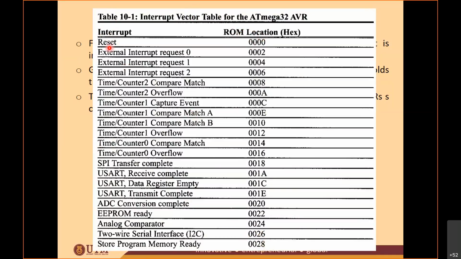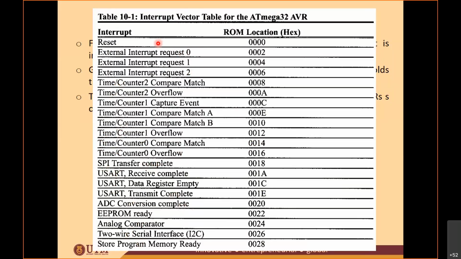If you can see, the reset has the highest priority because the location of the reset is at 0000. And then you have the external interrupt requests, which are INT0, INT1, and INT2. So this is another higher interrupt priority. And then you have the timer interrupts, starting from here to address 0016. And then you have the SPI transfer, USART, ADC conversion, EEPROM, analog comparator.